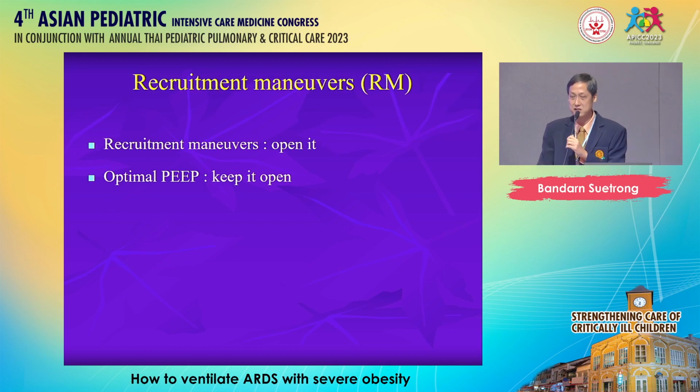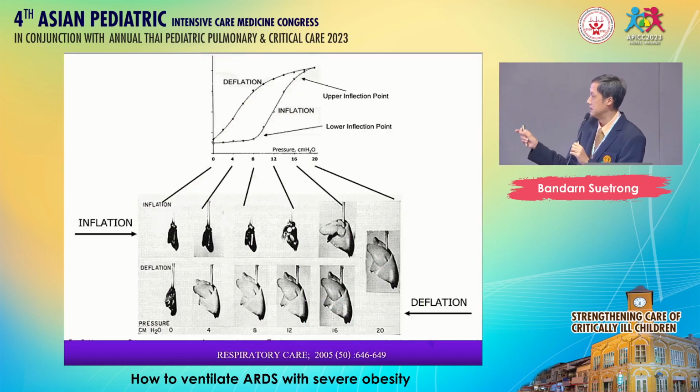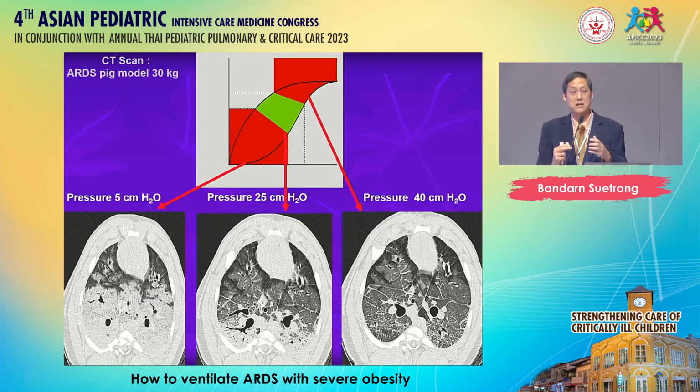The second element is recruitment maneuver. Recruitment maneuver is the way to open the alveoli that have already collapsed. If we look at the picture of the deflated lung, if we want to inflate it or recruit the alveoli that are already collapsed, we usually need a higher pressure to open it. But if it's already open, we can use just an optimal level of PEEP to keep it open. So the pressure that we have to use for the collapsed alveoli is approximately 30 to 40 centimeters of water.